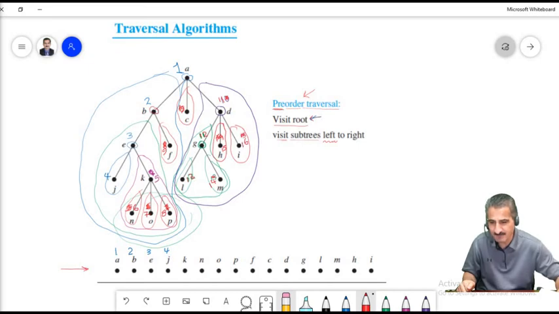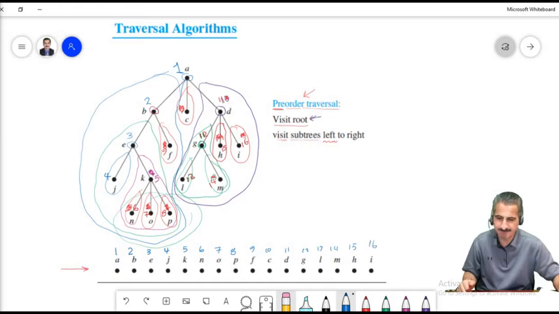Okay. So if you go back, number 5 was K. Number 6 was N. 7 was O. And P was 8. And so on. And this is 9, 10, 11, 12, 13, 14, 15, and 16.